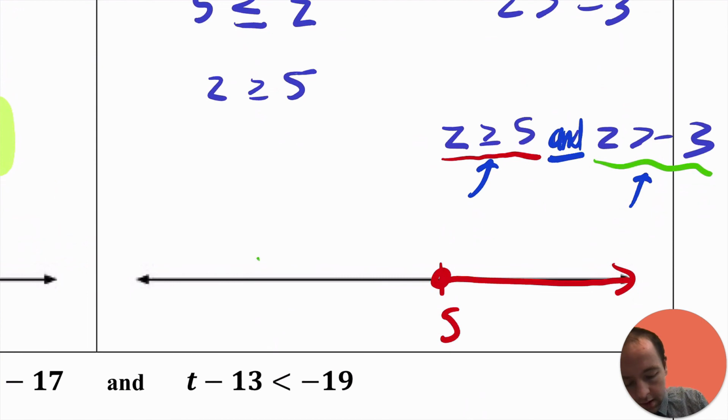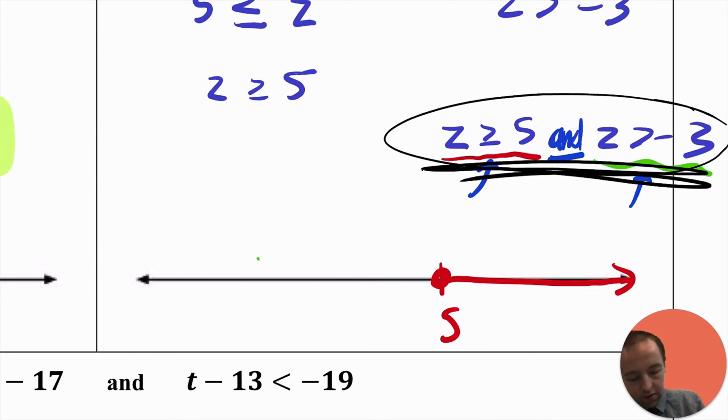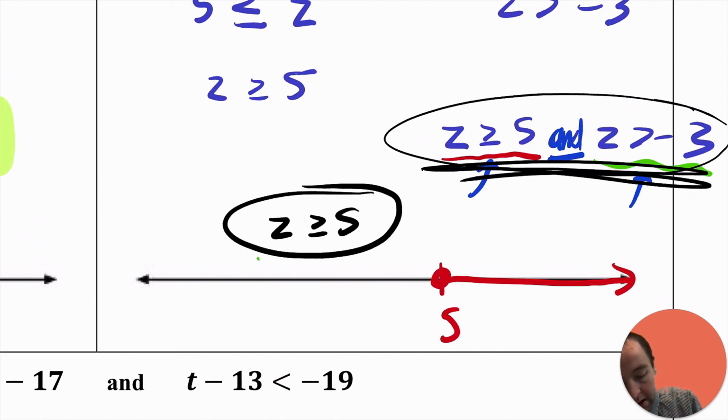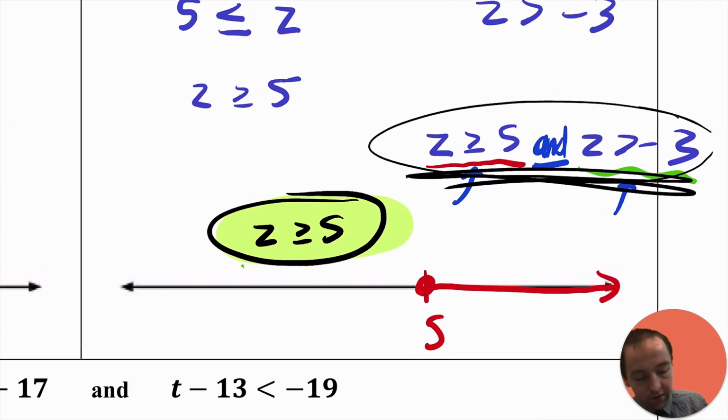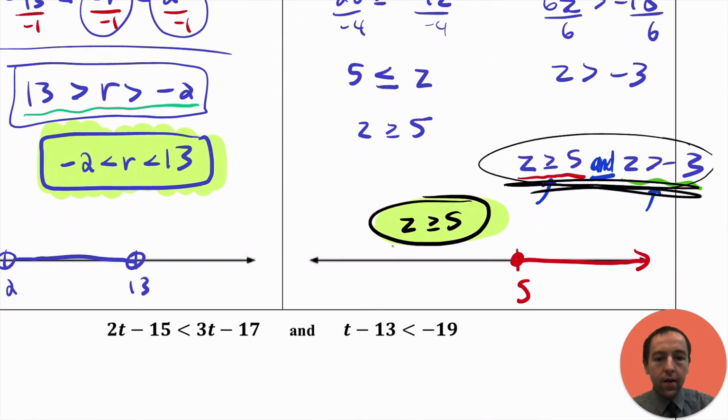So it turns out, because these were both pointing towards the same way, you can actually simplify this statement to say that you're only going to get the red and the green true when z is just greater than or equal to 5. So it's just an interesting solution to that compound inequality right there.